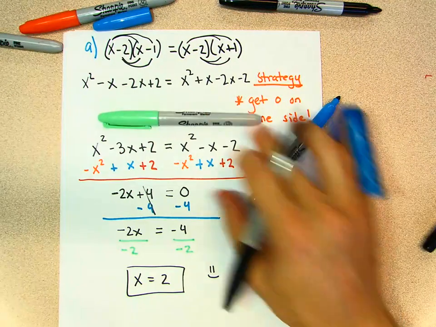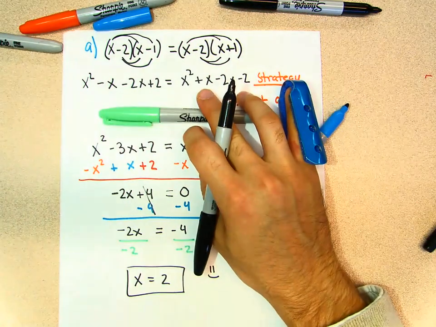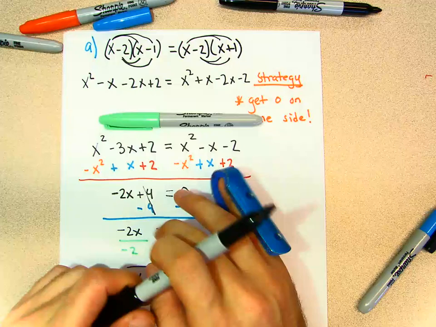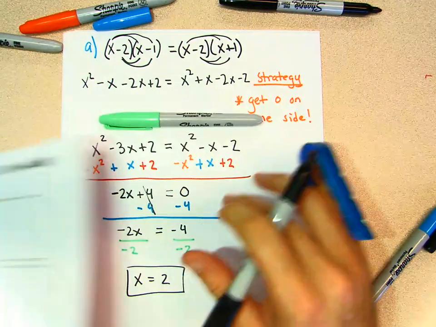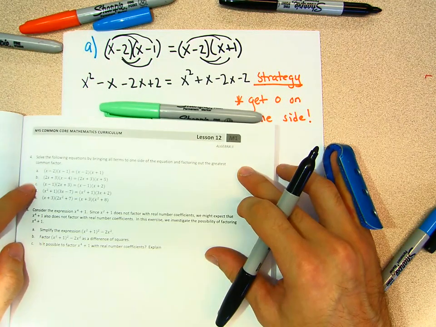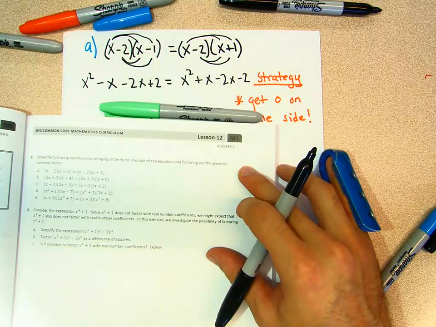All right, let's do one more problem. Actually, no, I don't even have time because the bell's going to ring. What I want you to do is try and do B, C, D, and E. All right? You can do this. Good luck.